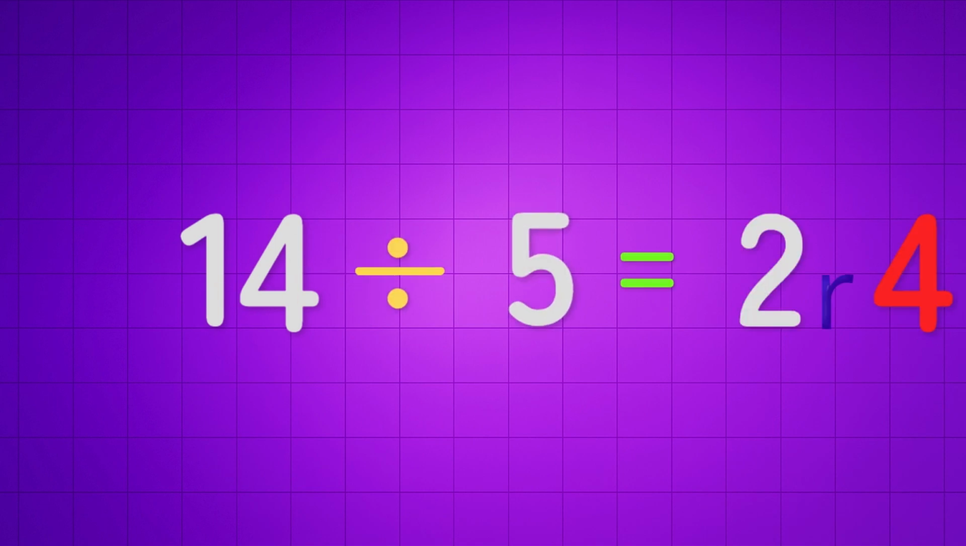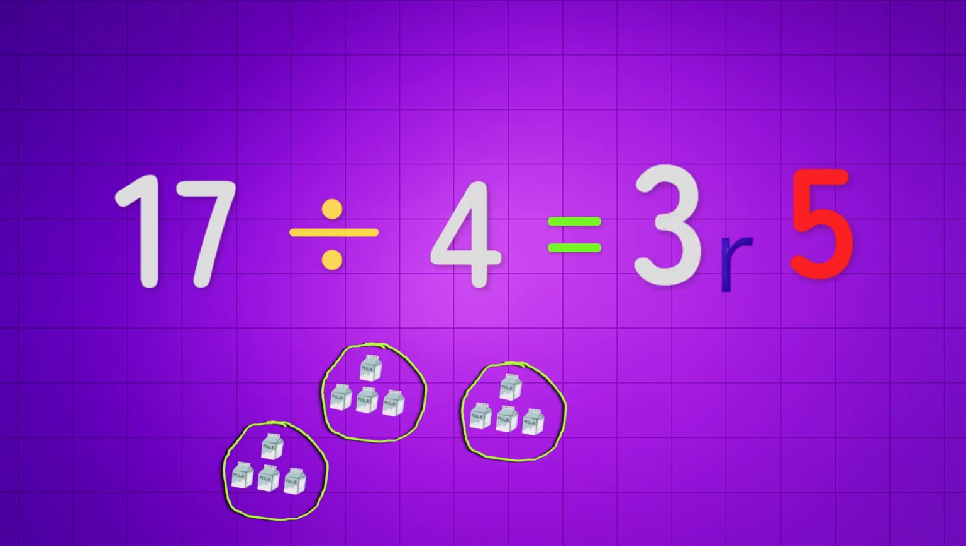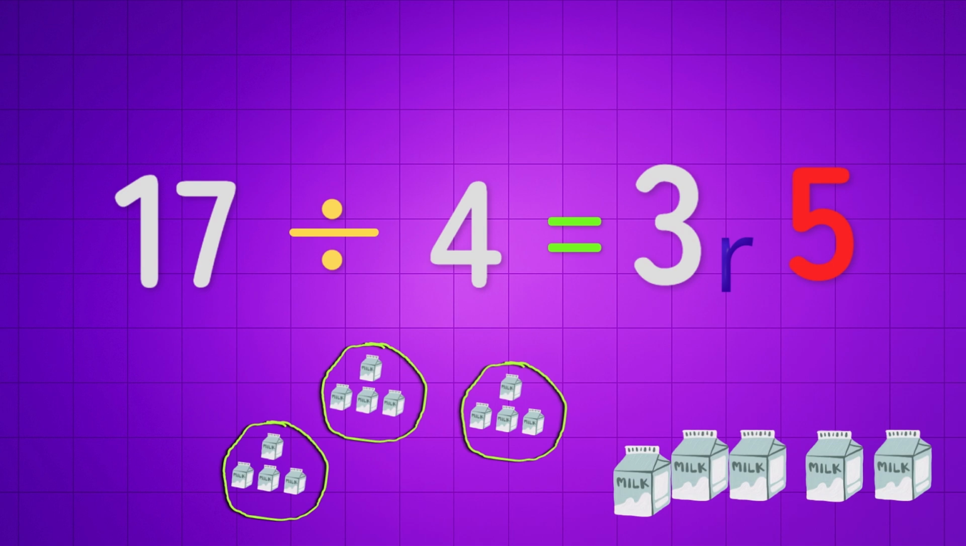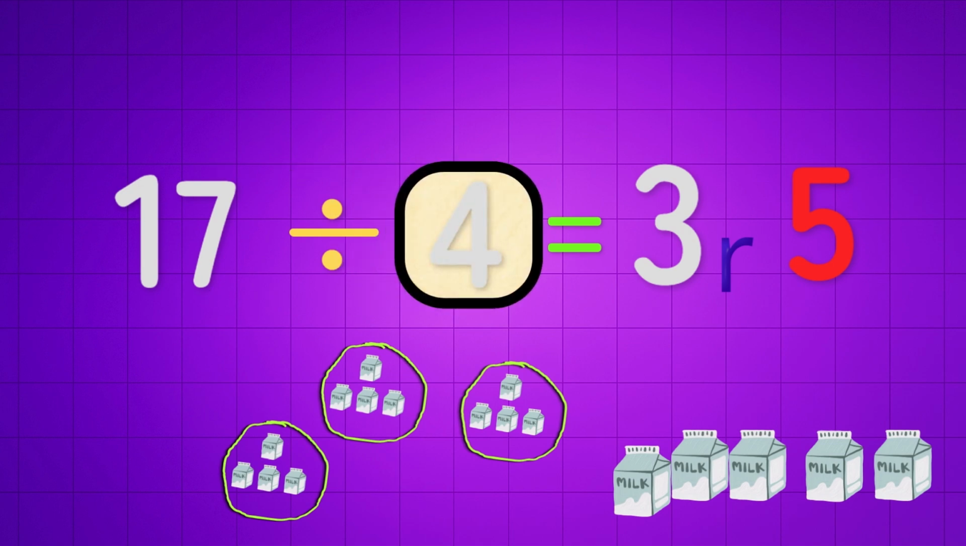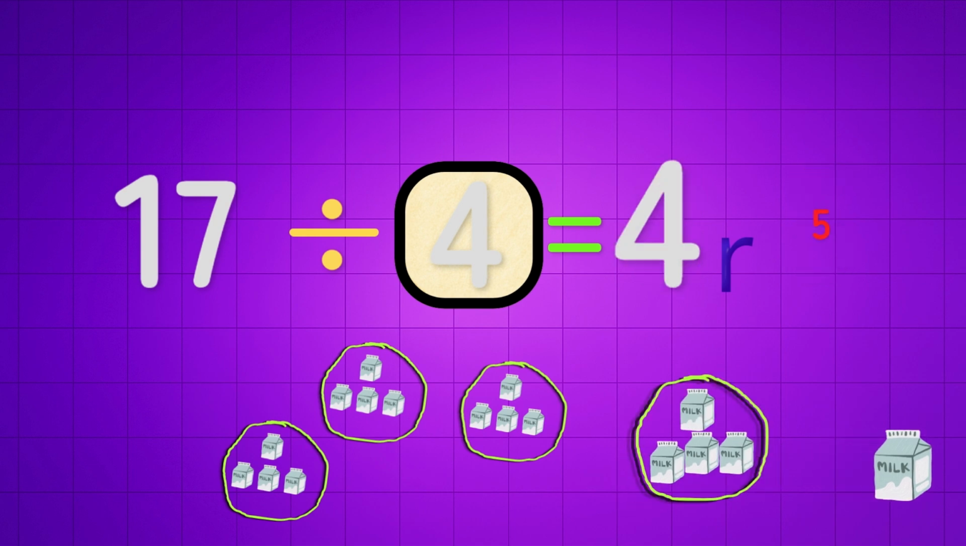And here is something important to remember. The remainder must always be smaller than the number we are dividing by. Because if the remainder is equal to or bigger than the number we are dividing by, then we could still make another full group. For example, imagine we have 17 divided by 4. If we say the answer was 3, remainder 5, that will not make sense because the remainder is 5 and we are dividing by 4. That means the 5 leftover objects are enough to make another full group of 4. So we should not stop at 3 groups, we should continue and make one more group.